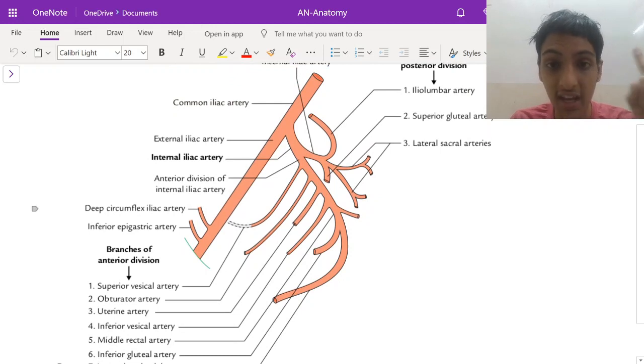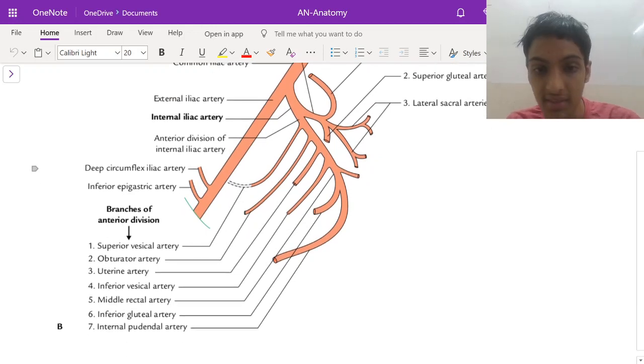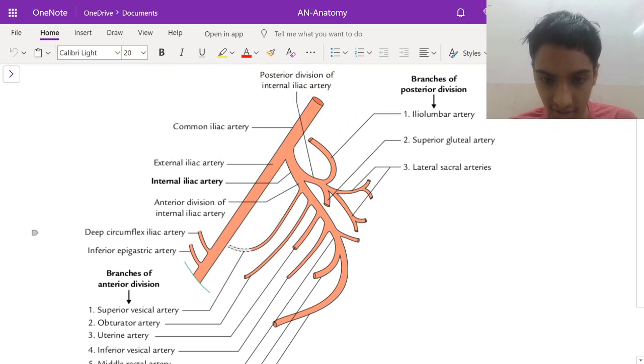I repeat, this is very important. Please remember these anterior and posterior division branches. Alright, got it? So we have the superior vesical artery again, obturator artery, uterine, inferior vesical, middle rectal, inferior gluteal and internal pudendal artery. Now coming to the posterior division of the internal iliac artery, we have the iliolumbar, the superior gluteal and the lateral sacral arteries.